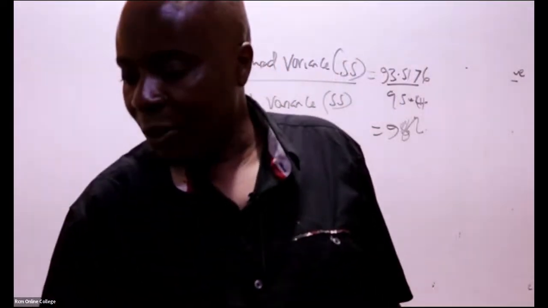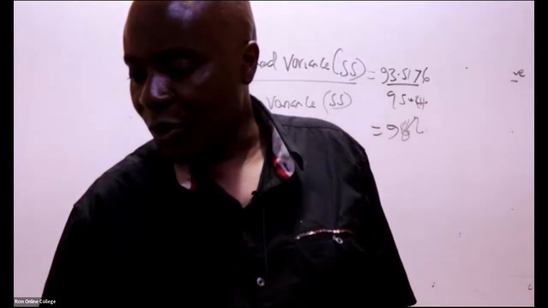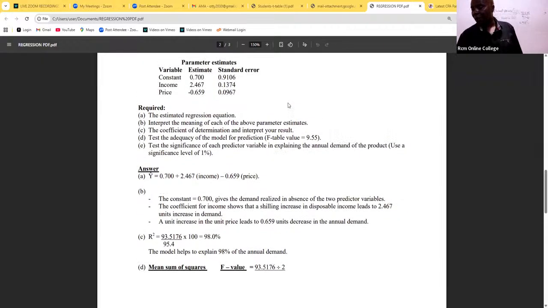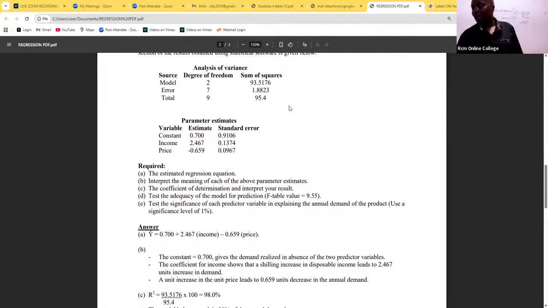Ladies and gentlemen, I'll be able to take you straight away to this one here. So D, they want me to test the adequacy of the model for prediction, and they've given me the F tables value as 9.55. So the only thing I need to do is to come and calculate the F ratio from these things. Somebody calculate the F ratio for us. So first I have the hurdle rate.